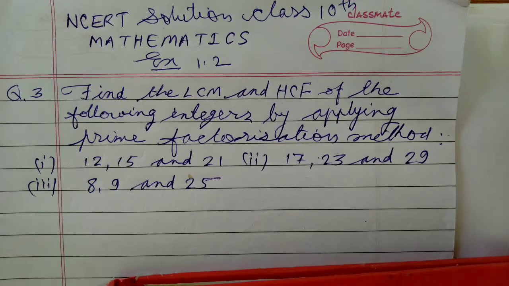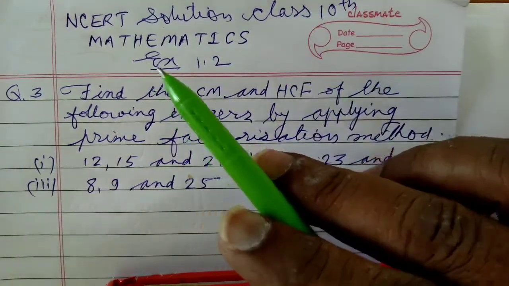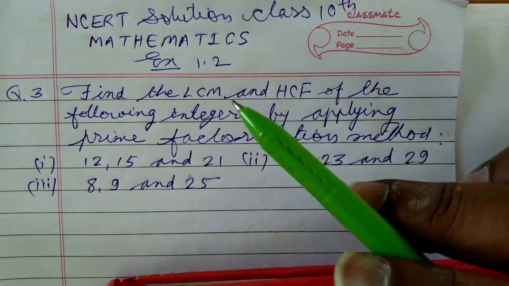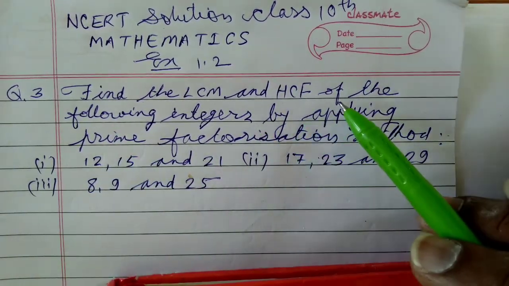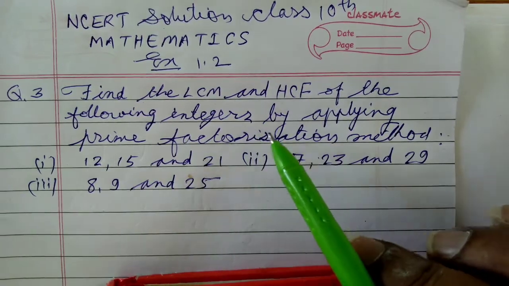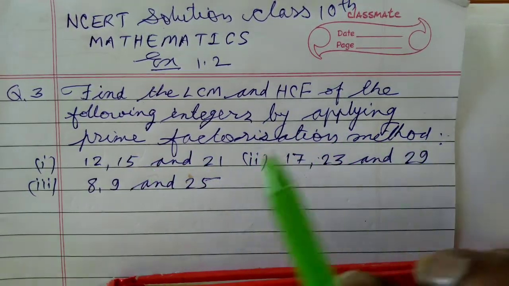My dear students, in this video I am explaining the NCERT solution for Class 10th standard mathematics, exercise 1.2. Question number 3: Find the LCM and HCF of the following integers by applying the prime factorization method.